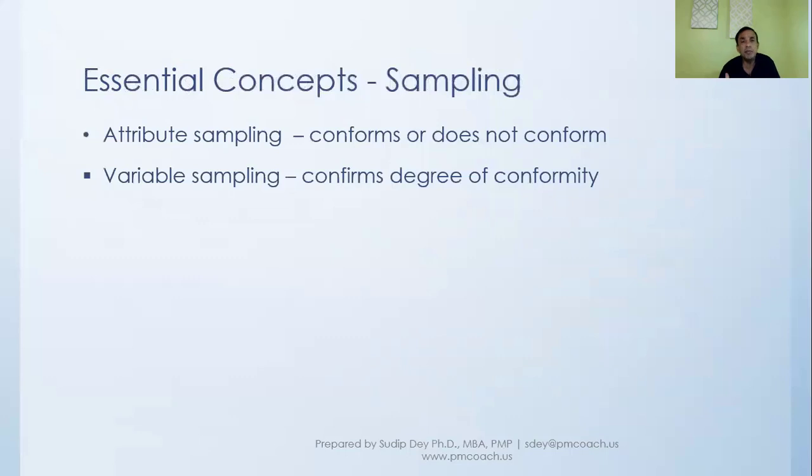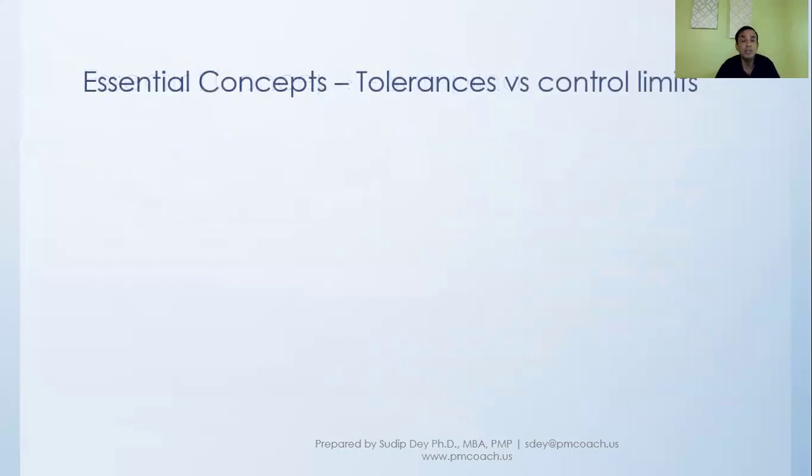So again, attribute sampling is yes or no, confirms or does not confirm. Variable sampling is how well it conforms, a degree of conformity.